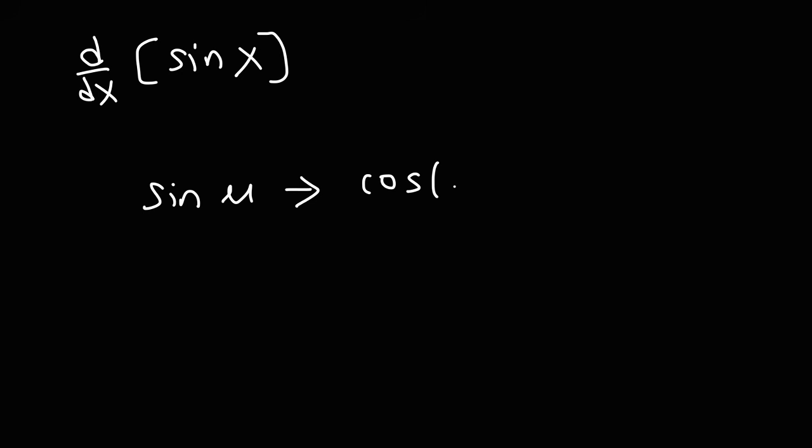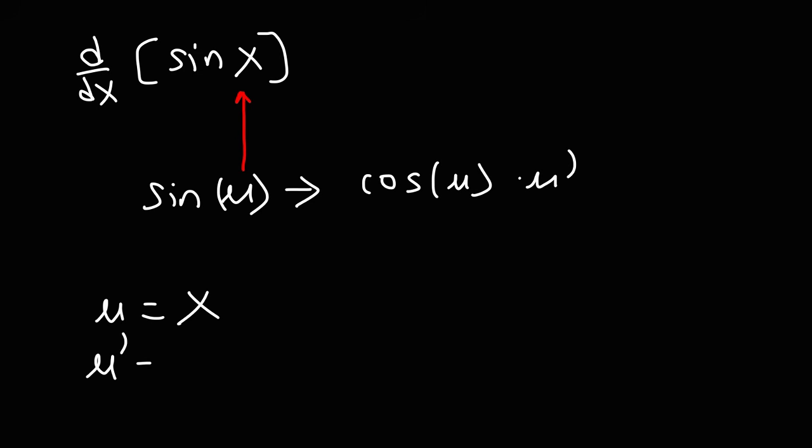Now let's try some example problems. Let's start with this one. What is the derivative of sine x? Well, we know that the derivative of sine u is going to be cosine u times u prime. In this example, we can clearly see that u is equal to x. If u is equal to x, what's u prime? Well, we know that the derivative of x is simply 1. So this is going to be cosine x times 1, or just simply cosine x.